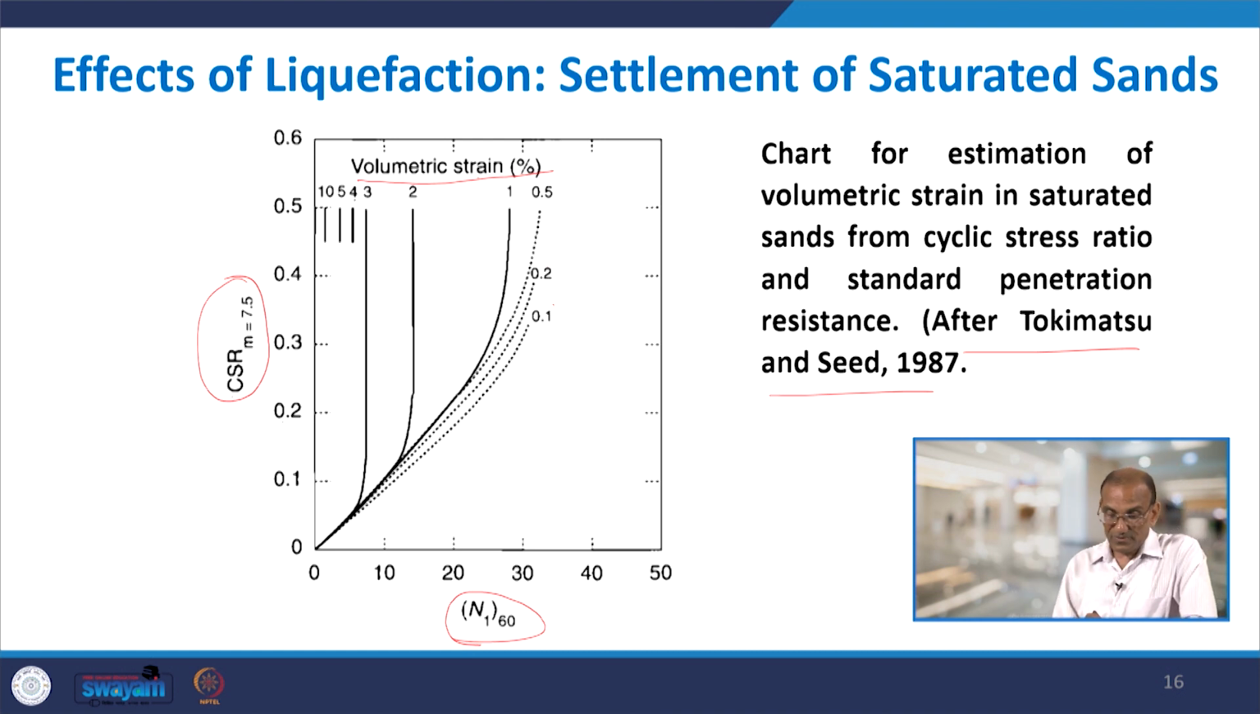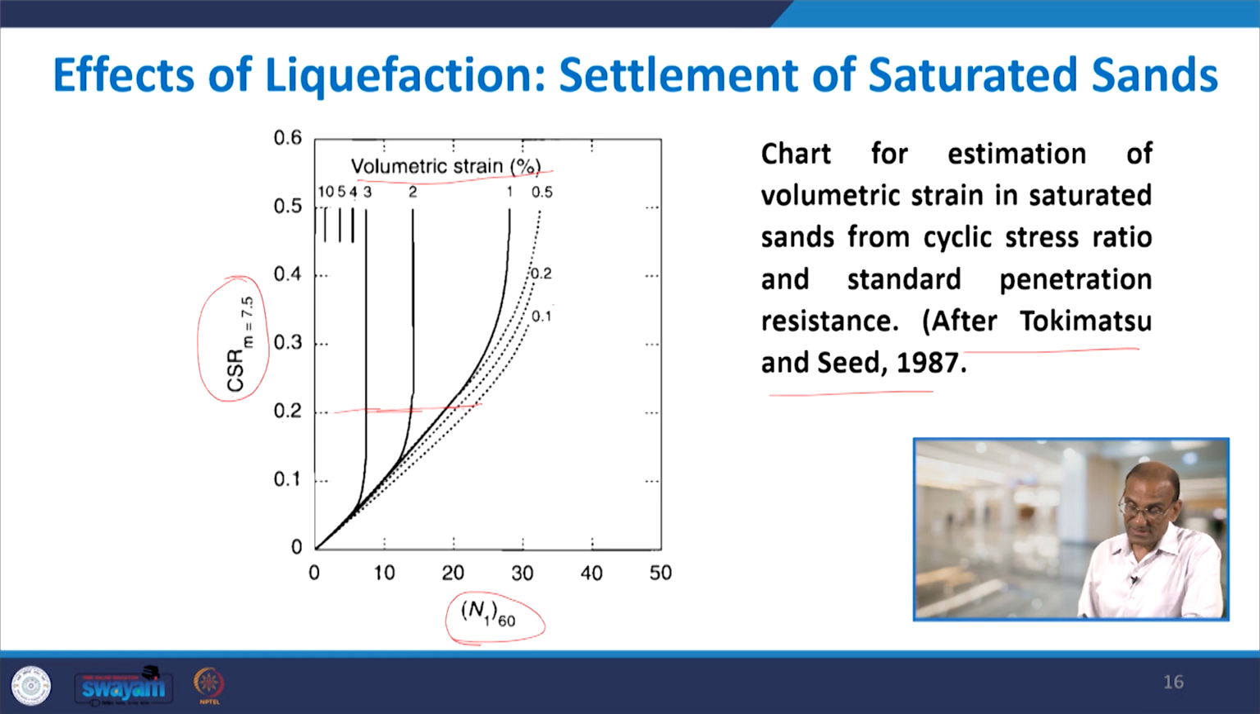Let us say for a given value of CSR, cyclic stress ratio, if I increase the value of N160, then you could see easily that when N160 increases, the volumetric strain decreases. At low value it was higher. So, the higher the value of N160, the more the volumetric strain decreases.